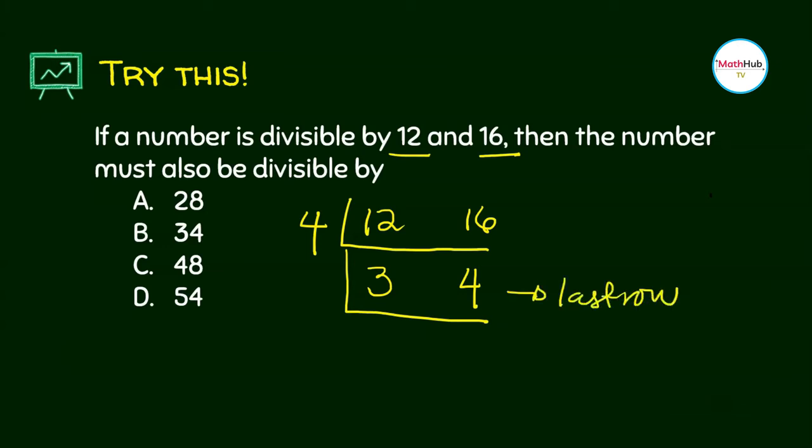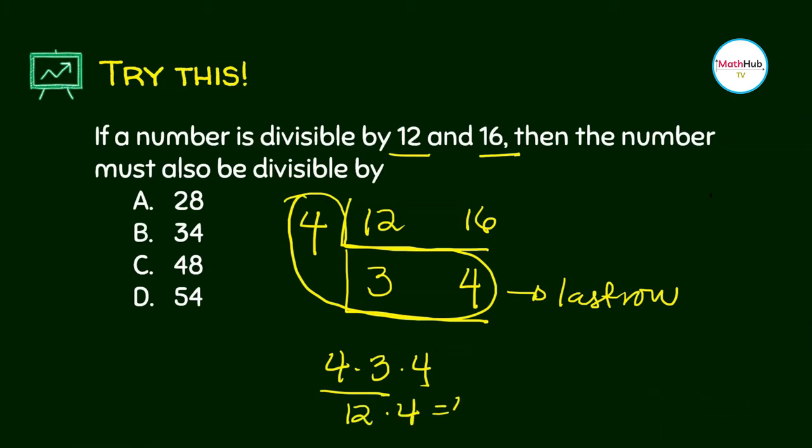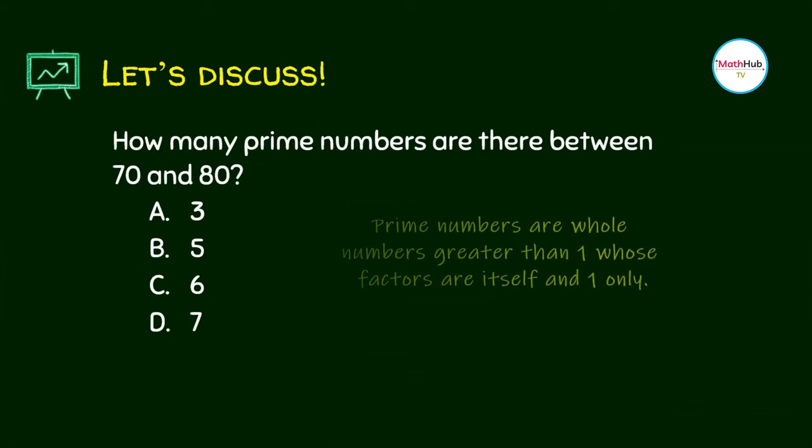What is now the LCM? The LCM is the number here in the last row. So that's 4 times 3 times 4. This is 12 times 4. You get 48. How many prime numbers are there between 70 and 80?